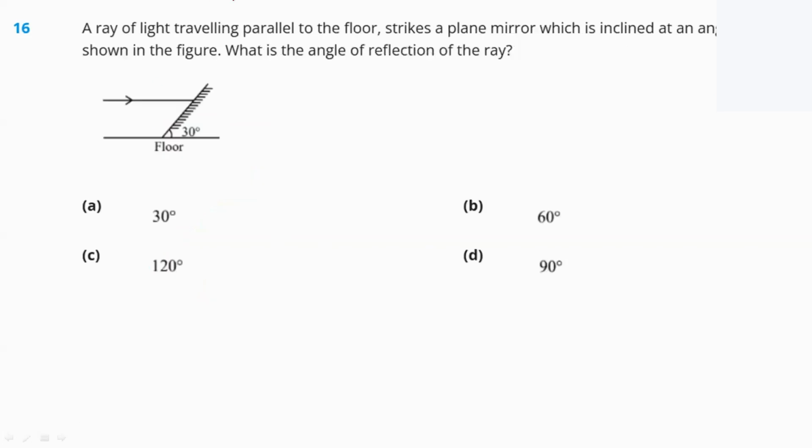Next, a ray of light traveling parallel to the floor strikes a plane mirror which is inclined at 30 degrees, as shown in the figure. What is the angle of deflection here? Basically, in order to find the angle of reflection, first we have to find where the angle of incidence is and how we can calculate it.